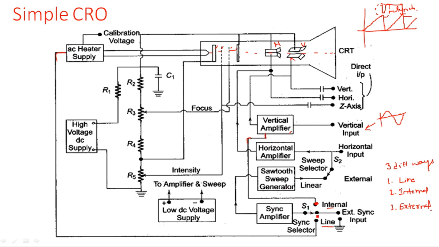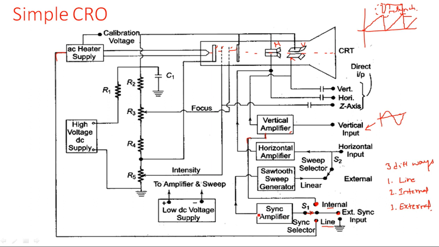Okay, that sync signal, whether we give it using a line supply, or using an internal vertical line signal, or from an external sync input, these are the three different methods where we can get this synchronization input. So this synchronization input triggers the sweep circuit, so that the sweep generator will produce the sweeps at regular intervals of time. Those intervals must be equal to the interval of the input signal. Okay, so this is the first switch. This S1 is the first switch, which is a sync selector switch.